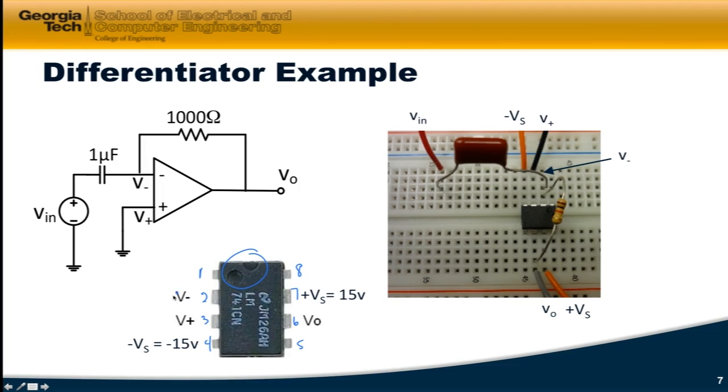On pin 2, we're going to be hooking up V minus. So let me show that as pin 2 right here. Where is that over here? Well, the indent is right here, so pin 2 is right there. We count 1, 2, and that's V minus.